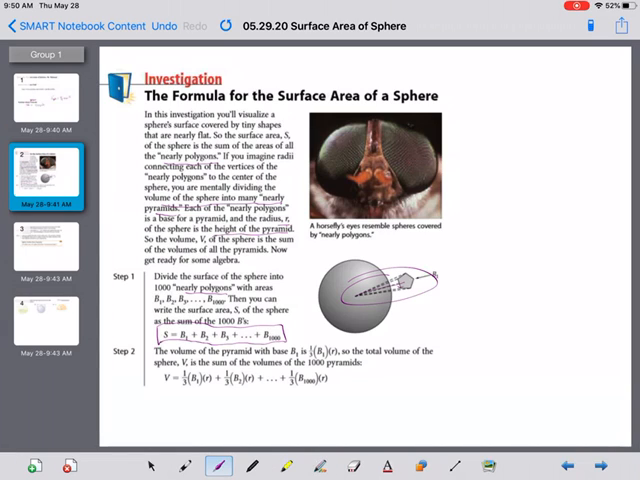Now, the volume of the pyramid with base B1 is 1/3 the area of the base times the height, which is the radius. So the total volume of the sphere, V, is the sum of the volumes of 1,000 pyramids or 1,000,000 pyramids or infinite pyramids. Okay, so that's this piece. All right. So that's the volume of the sphere. Okay. So what's the point? Well, you're going to see in just a second.